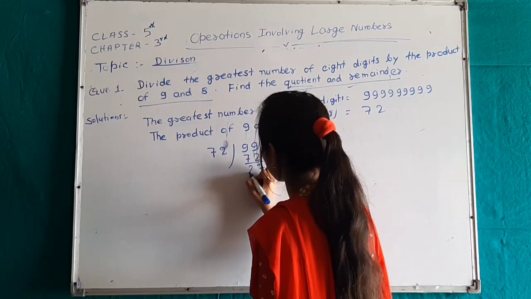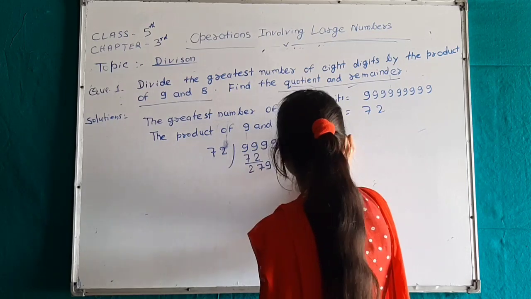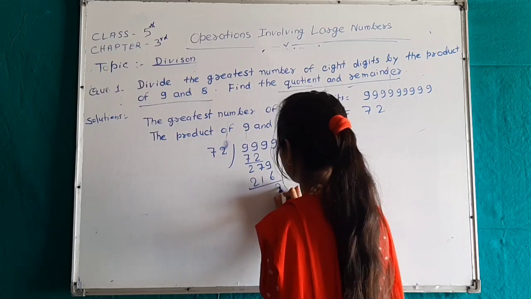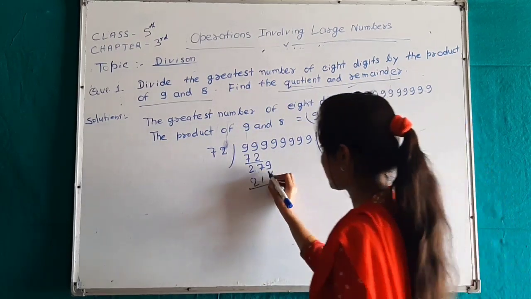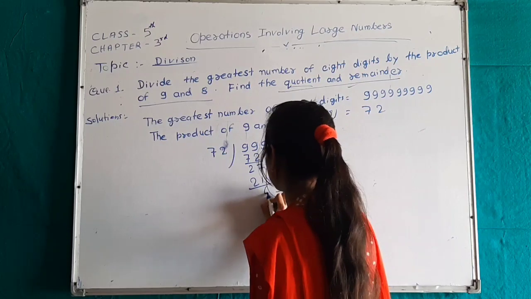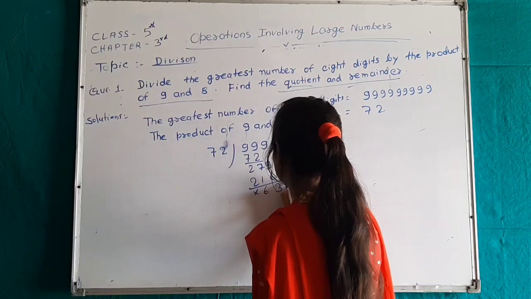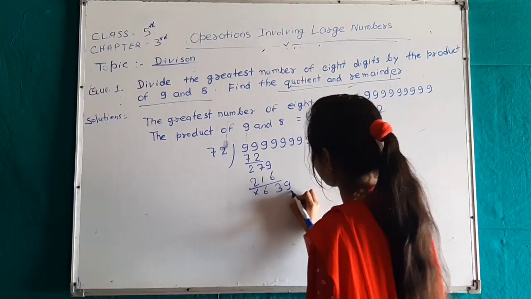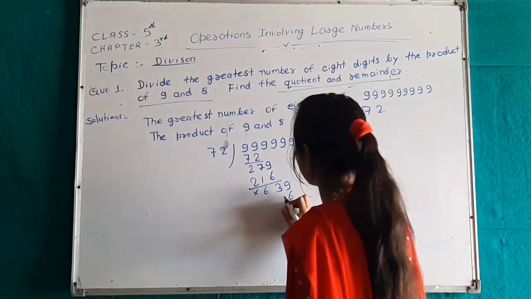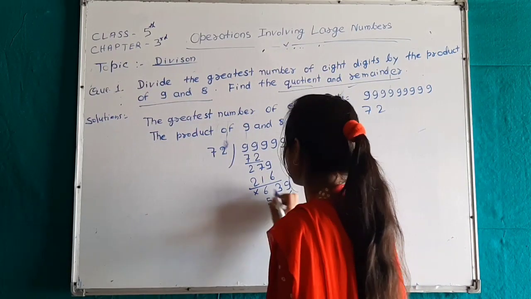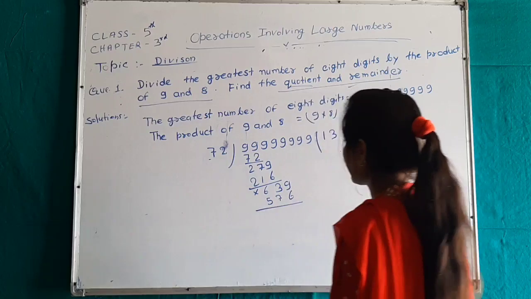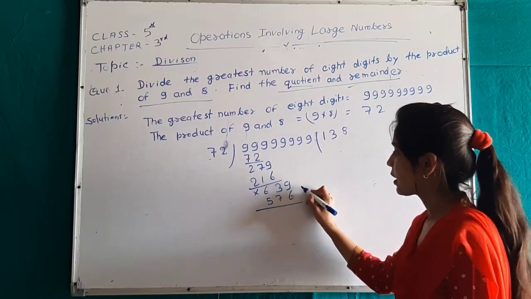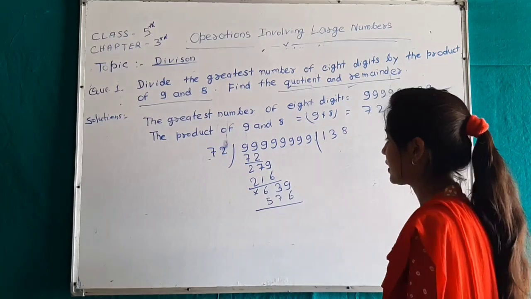9 minus 7 equal to 2. 72 into 1 is 72. 99 minus 72 equals 27. To multiply it by 8, 72 into 8 equal to 576. We can't multiply 72 into 9, we get more numbers than 639.